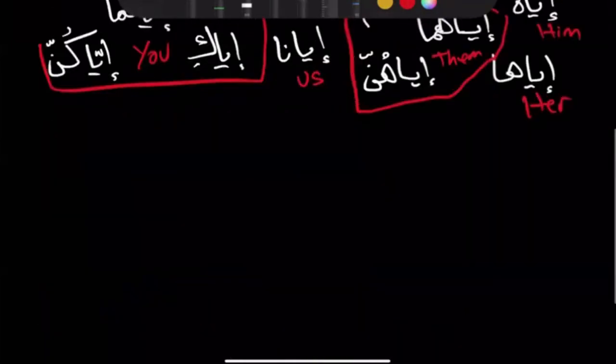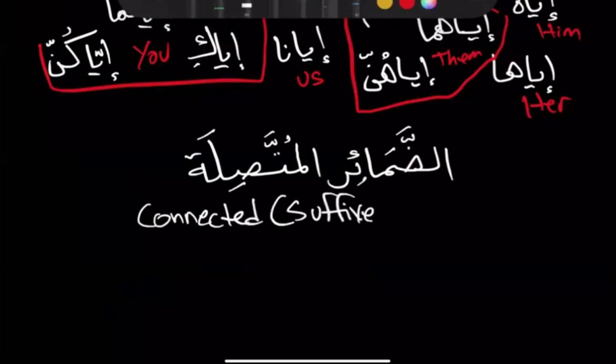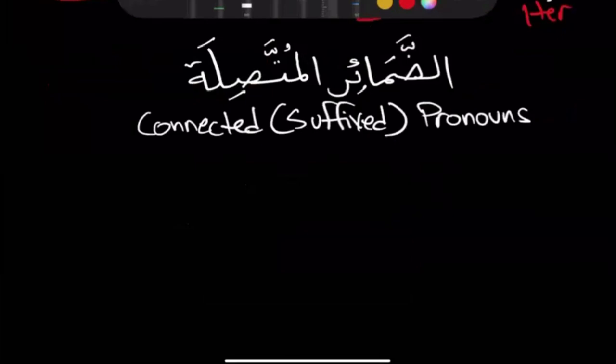Then we started looking at al-Dama'ir al-Muttasila. Al-Dama'ir al-Muttasila, this means, very literally, connected. Connected, but really it means suffixed. That's connected to the back in particular. Suffixed pronouns. Now, for these suffixed pronouns that are connected to the back, we have some cases here. We'll start looking at the past tense verb.